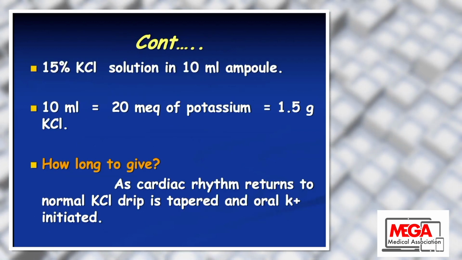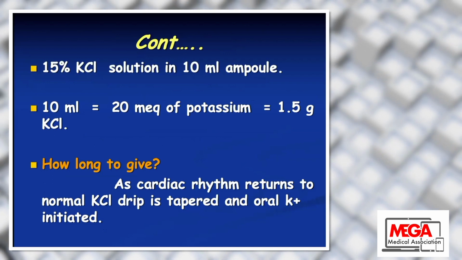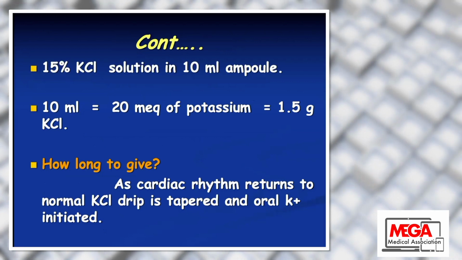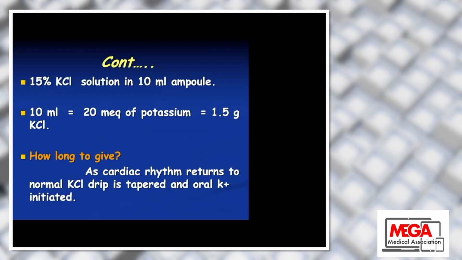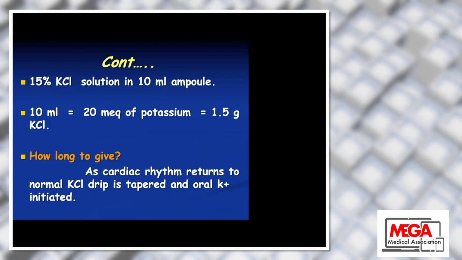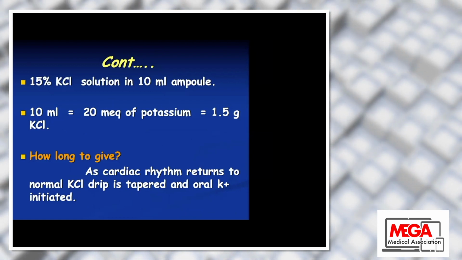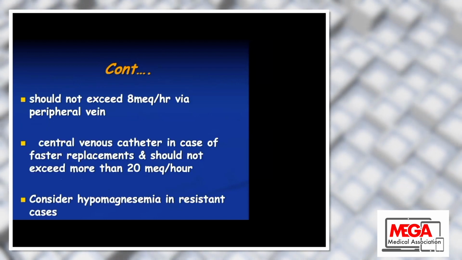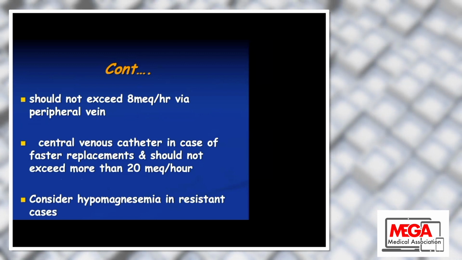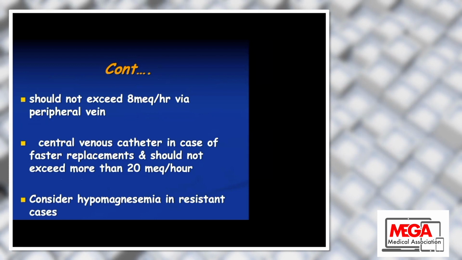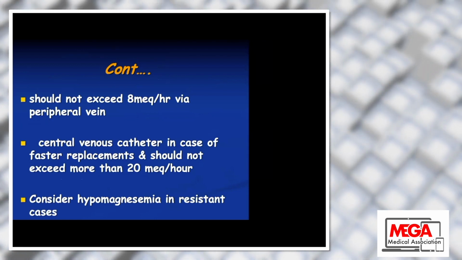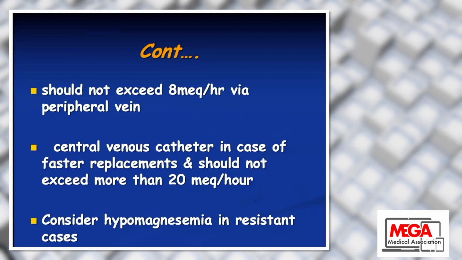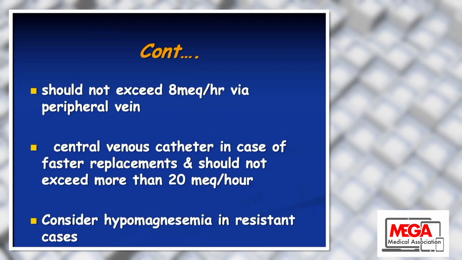The ampoule of potassium 10 ml contains 20 milliequivalents of potassium, and we give potassium infusion until cardiac rhythm returns to normal, with continuous ECG monitoring, and then taper the drip and switch to oral potassium. Potassium given in a peripheral vein is very irritant and causes thrombophlebitis, so it should not exceed 8 milliequivalents per hour if given peripherally. But in a central venous catheter it can be given faster, not exceeding 20 to 30 milliequivalents per hour.